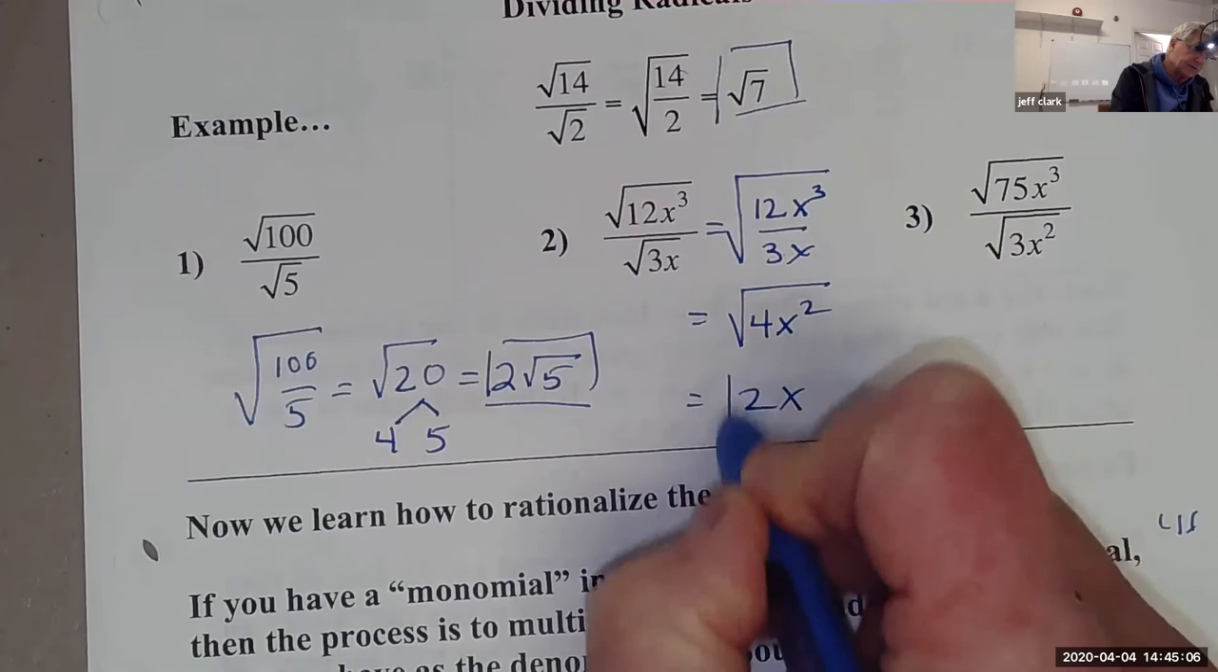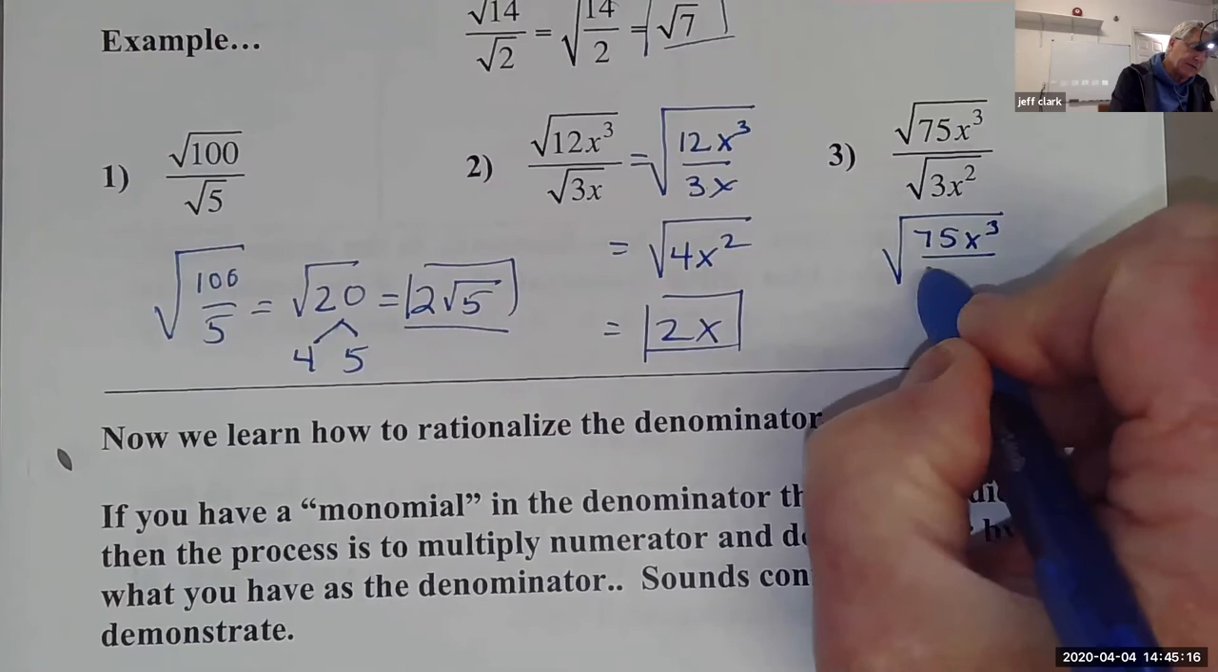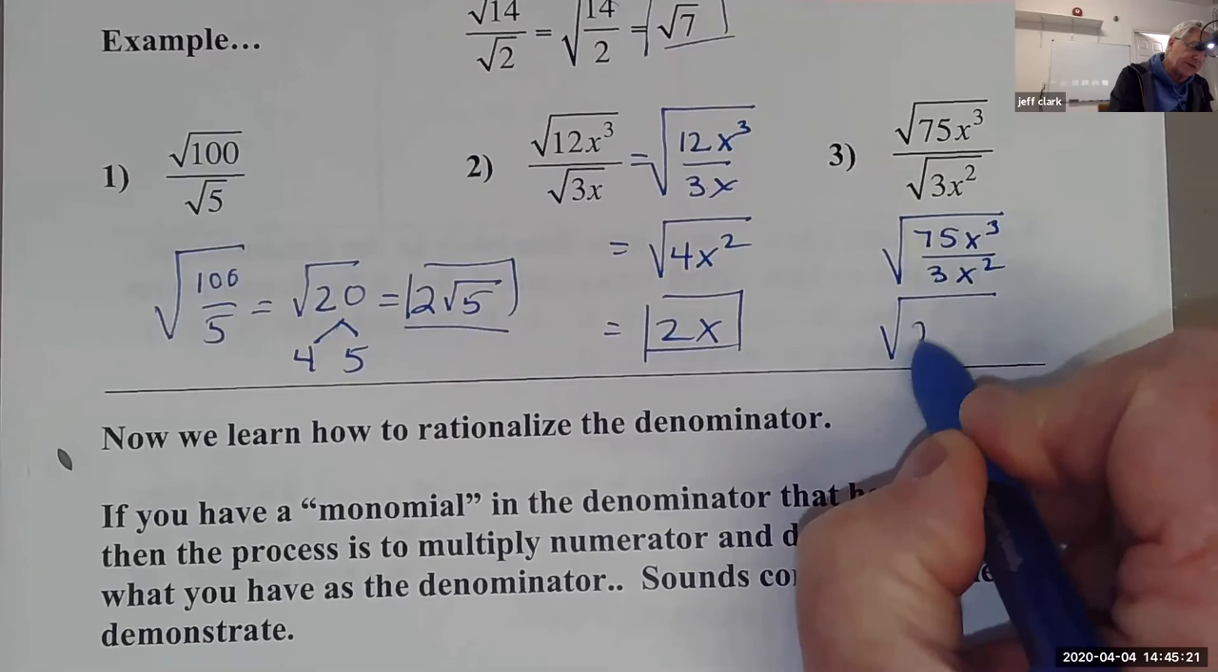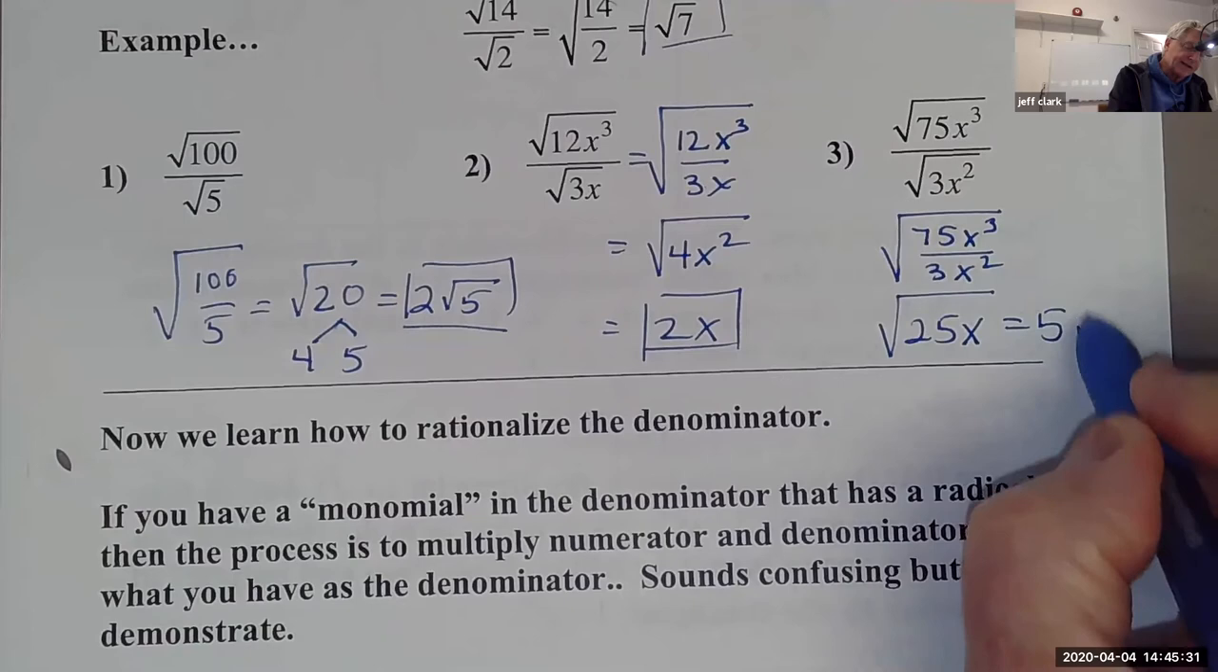Finally, this one, you want to go big fat radical, 75x cubed divided by 3x squared. 3 into 75, 25. Okay, x cubed divided by x squared, there's plain old x left over. So in this case, the 25 does come out as the 5, but the x remains underneath. And that would be the answer.